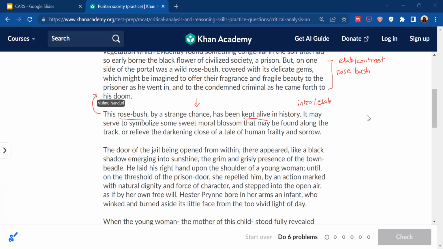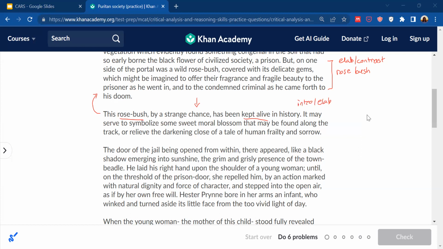or looking at it as just, hey, they're giving us some new information and building on this idea of the rose bush. It may serve to symbolize some sweet moral blossom that may be found along the track, or relieve the darkening close of a tale of human frailty and sorrow.